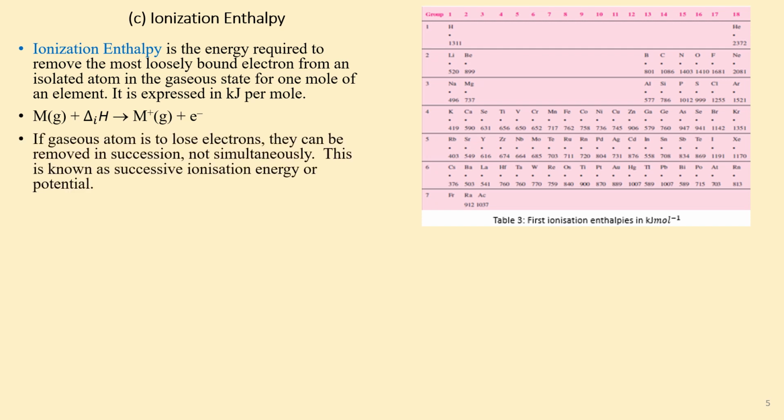If a gaseous atom is to lose electrons, they can be removed in succession and not simultaneously. This is known as successive ionization energy or potential. That means it can also be written as IE3 is greater than IE2 greater than IE1. Here IE1, IE2 and IE3 are the ionization enthalpies of first, second and third order.